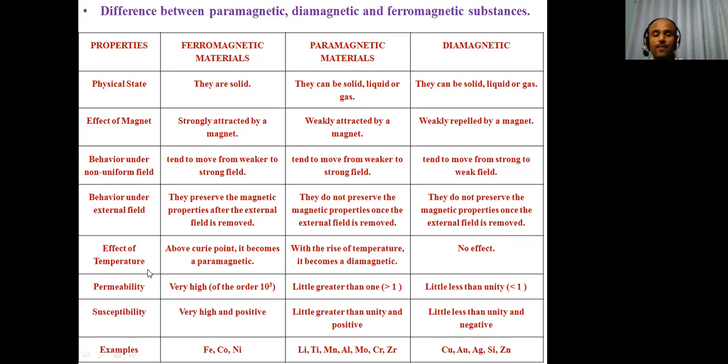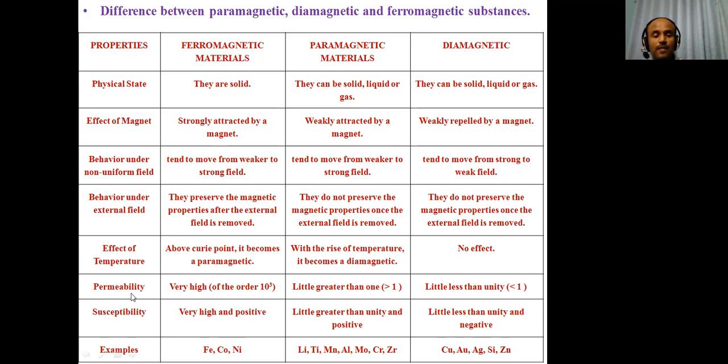Effect of temperature. Above Curie point, it becomes paramagnetic. So ferromagnetic substances become paramagnetic above Curie temperature. Paramagnetic substances, with the rise of temperature, become diamagnetic. And on diamagnetic substances, there is no effect of temperature on magnetic properties.